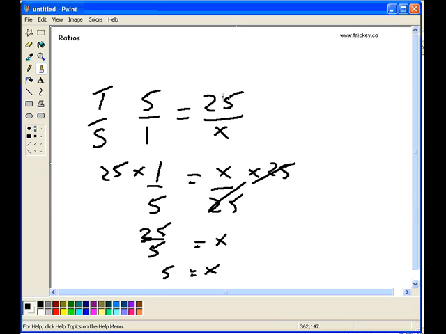So if Mr. Tricky smooches with 25 ladies that night, you can expect Mr. Schrader to smooch with 5. There you go. Ratios. Quick and easy.